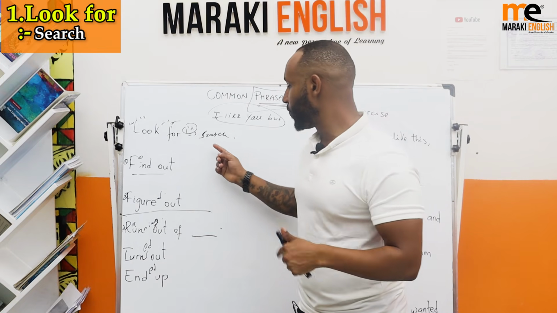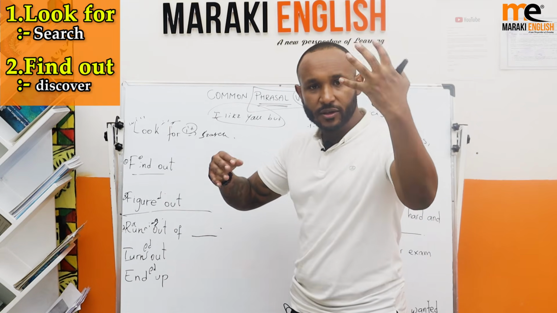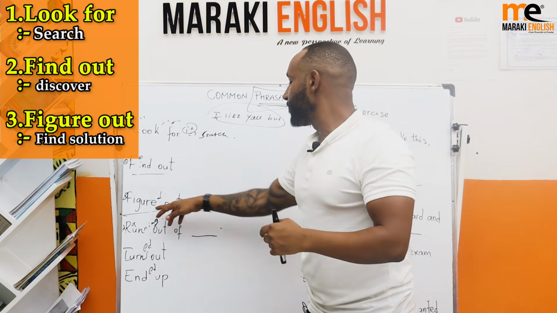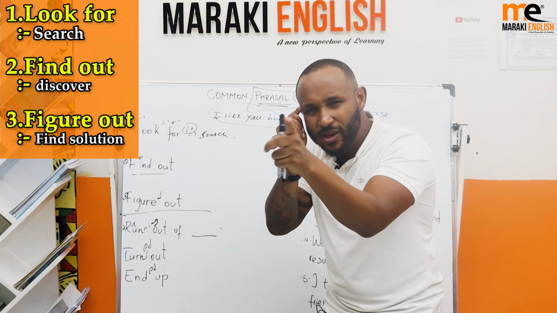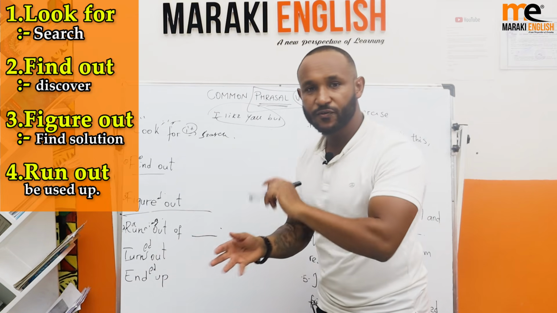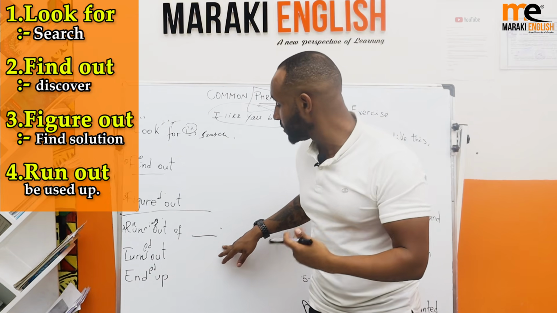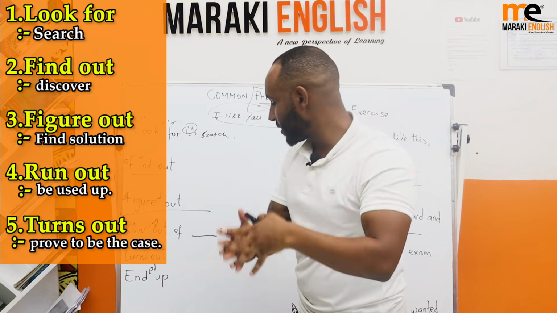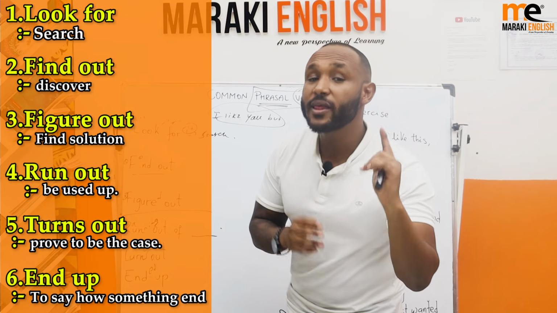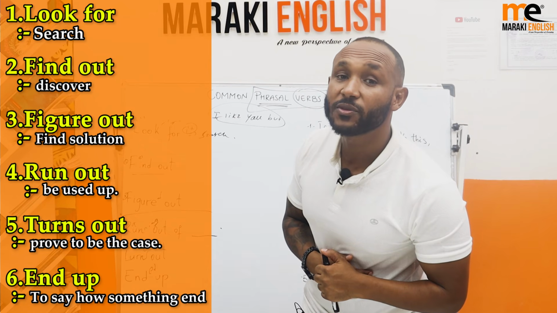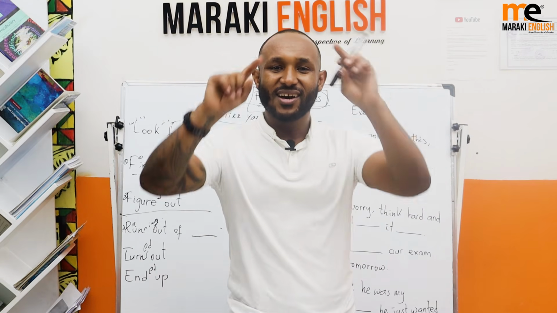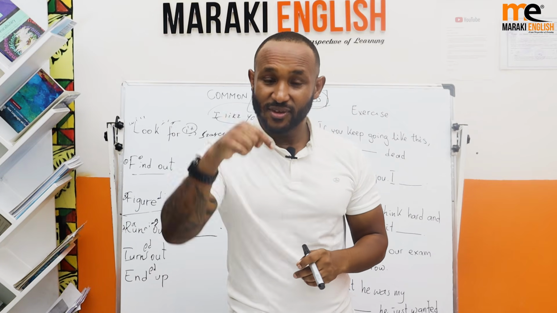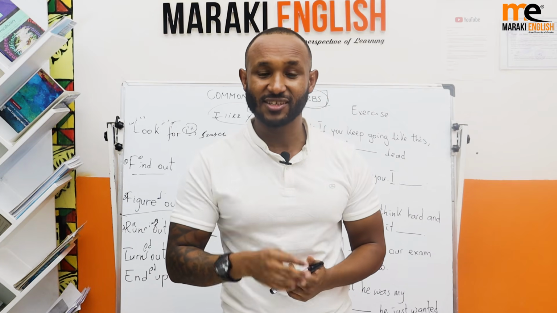Now let's see. Look for, search, find out. Finally, the information has been revealed to you. Figure it out. You find a way to make something work. Run out of, you're finished, but something you don't want to end. Turns out, your expectation and the results are not the same. Ended up, that was your final result, especially for something bad. Do you think you understand them all? I have these questions on the screen. Pause the video and answer them in the comment section, and we'll discuss the answers in a minute.